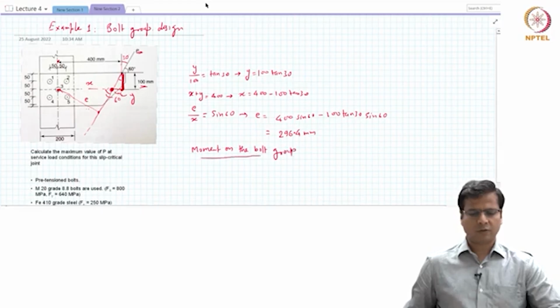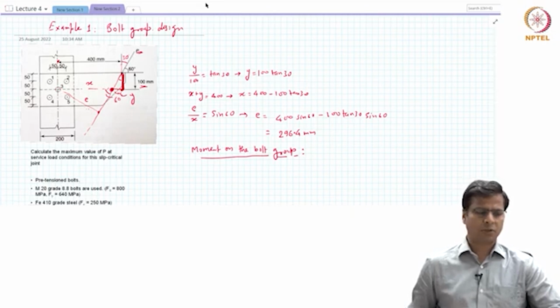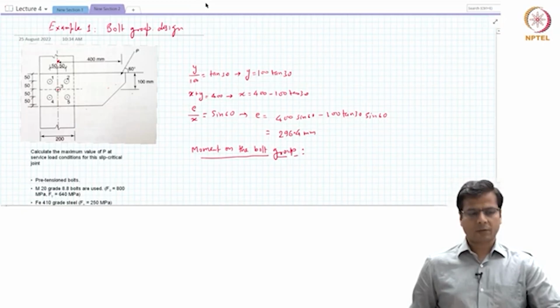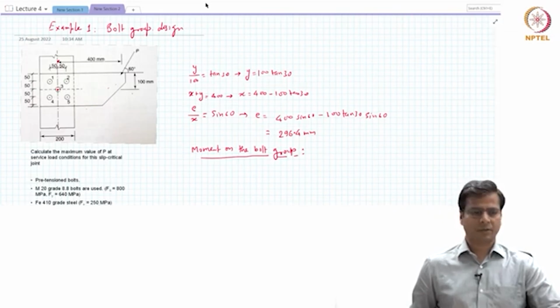So about which point should we calculate the moment? Should we calculate the moment about the location where bolt 3 is, or about any other point? What is your answer? Please think about it. Okay, the answer is that we should calculate the moment about point 3, because point 3 is the centroid of this bolt group. How do we know that? Because the bolt group is perfectly symmetric about the x-axis as well as the y-axis. Therefore, that is the centroid, that is where the neutral axis is.